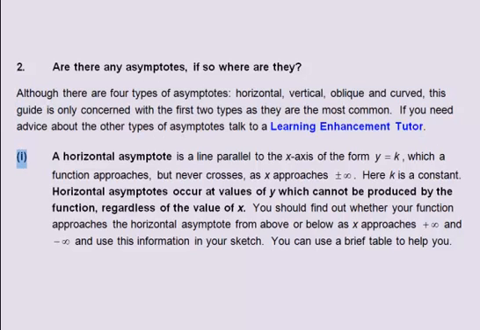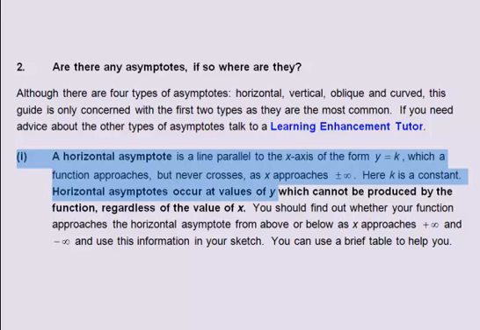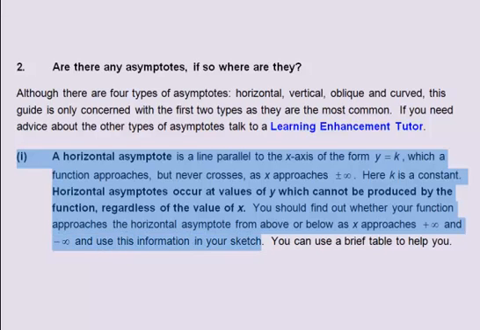1. A horizontal asymptote is a line parallel to the x-axis of the form y equals k, which a function approaches but never crosses, as x approaches plus or minus infinity. Here, k is a constant. Horizontal asymptotes occur at values of y which cannot be produced by the function, regardless of the value of x. You should find out whether your function approaches the horizontal asymptote from above or below, as x approaches plus infinity and x approaches minus infinity, and use this information in your sketch. You can use a brief table to help you.